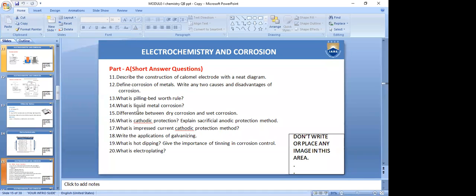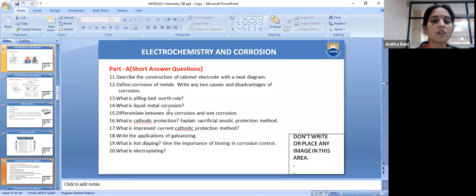Students, what is liquid metal corrosion? How does corrosion take place in these conditions, when we take two metals, one liquid and one solid, such as a solid pipe with molten metal? How does the corrosion take place?